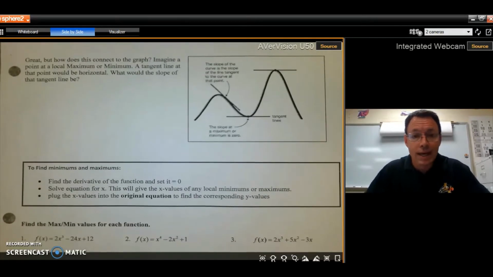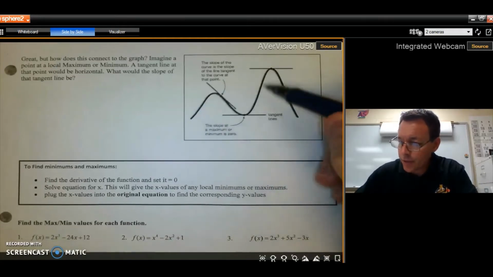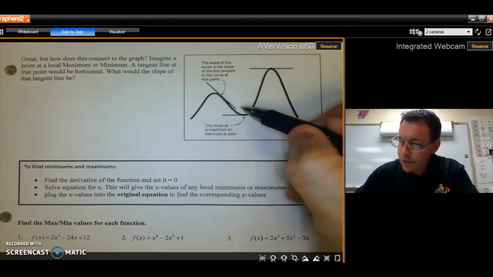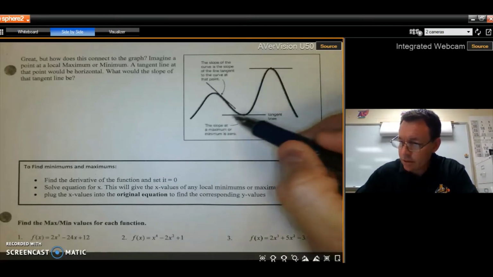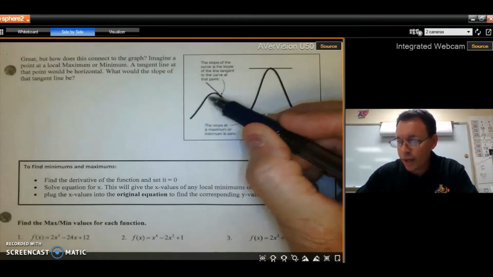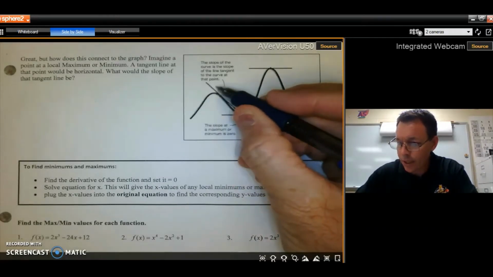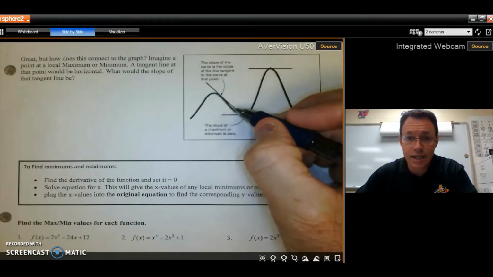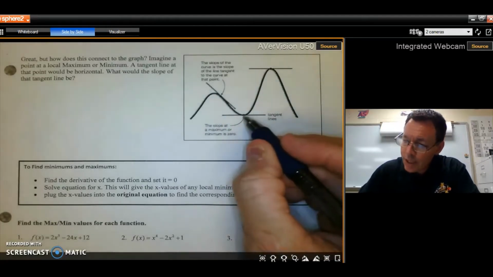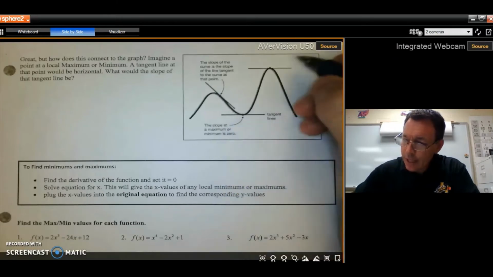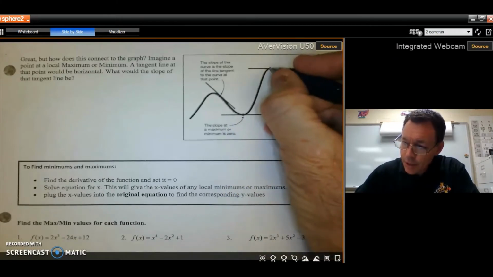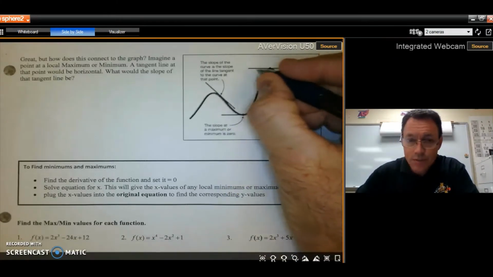Alright, so how does this tell us anything about what we're doing with the graph? Okay, look at this graph over here. So these little lines are tangent lines to a certain point on the graph. Okay, so here's a point right here. This line goes through it. That obviously has a negative slope to it. But look at this local minimum and look at this local maximum. The tangent line is flat.